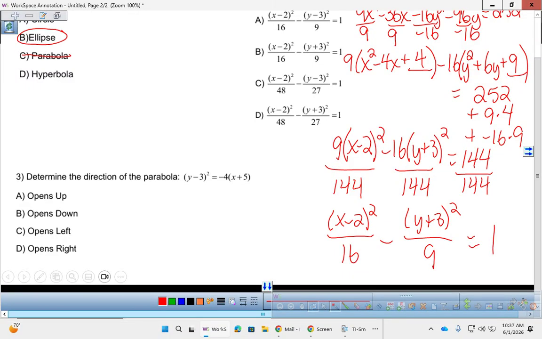And then I just have to see what that matches. It's either A or B. The difference between A and B is the -3 and the +3. So this one's going to be B.